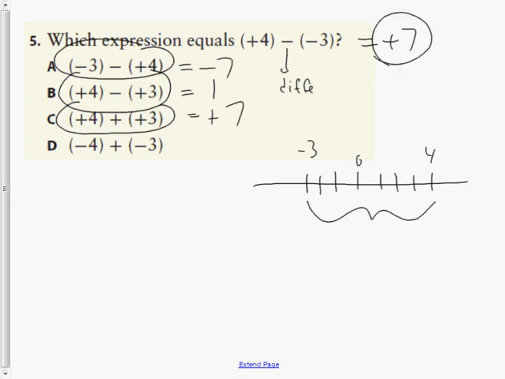I'm going to check with my last one just to make sure. Minus 4 combined with minus 3 would be minus 7. So your answer for question 5 is C.